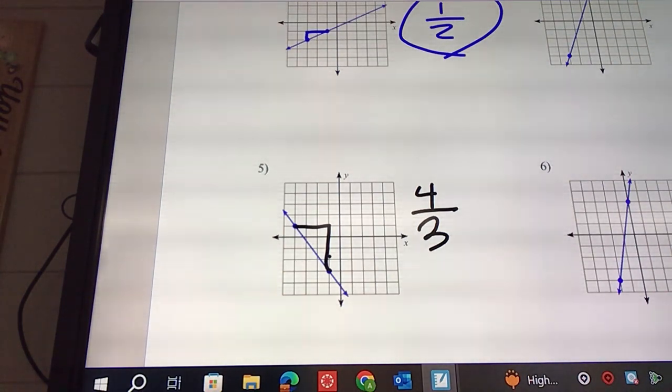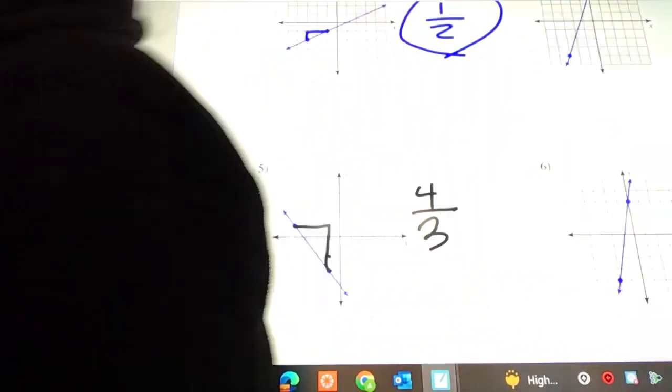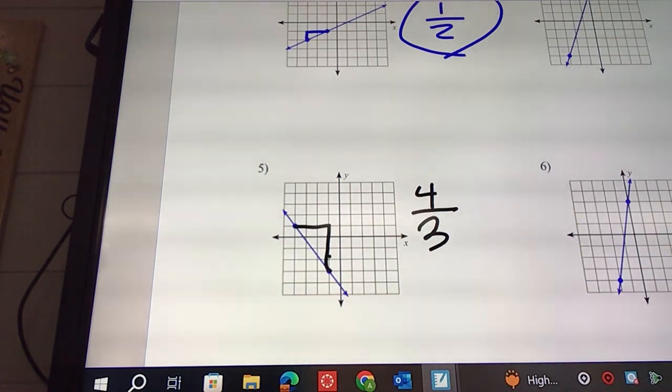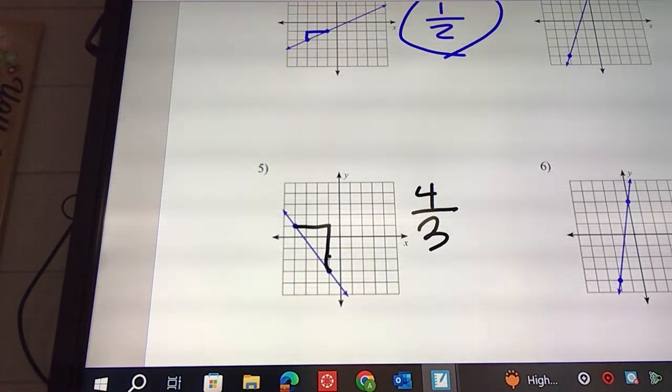Okay, if you're not sure if the fraction reduces, you do need to type it in your calculator, and then just click equals and it will reduce that fraction for you. If you do not reduce the fraction, it is going to be wrong.